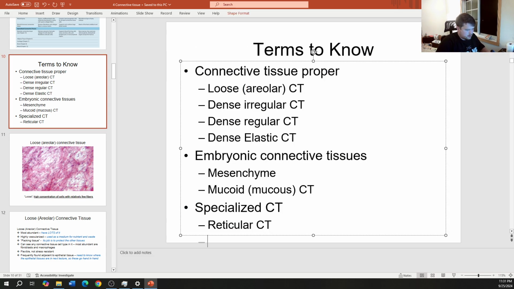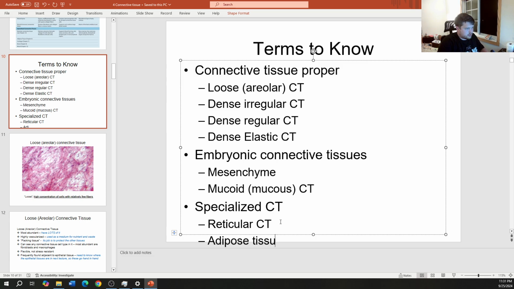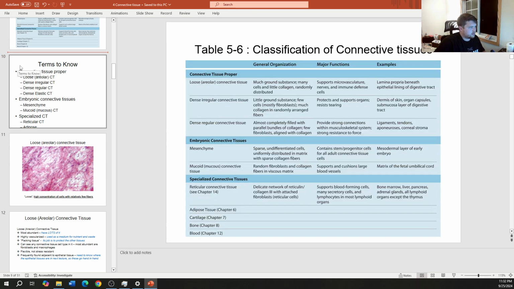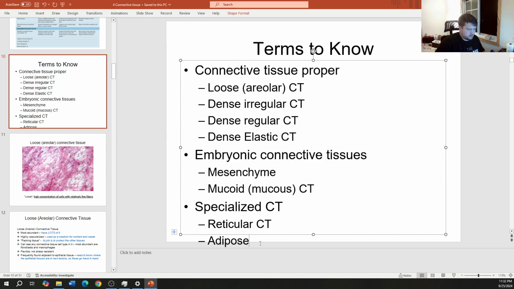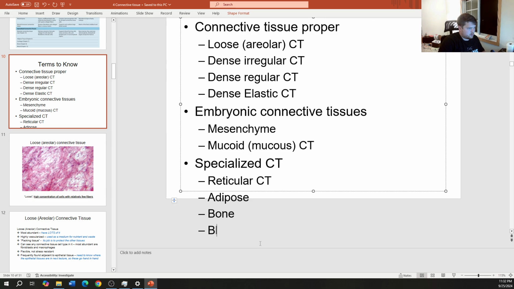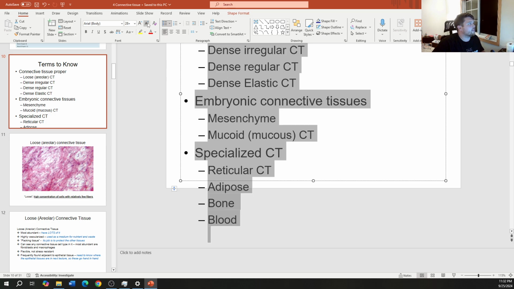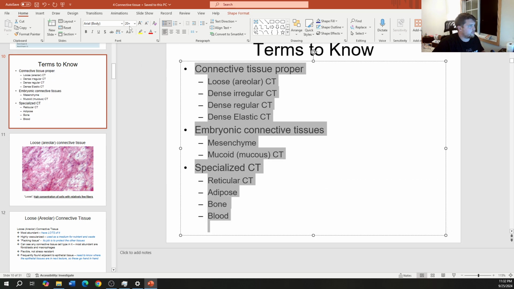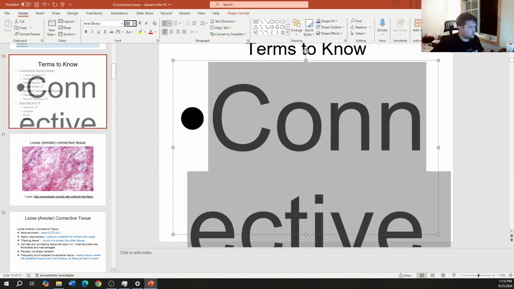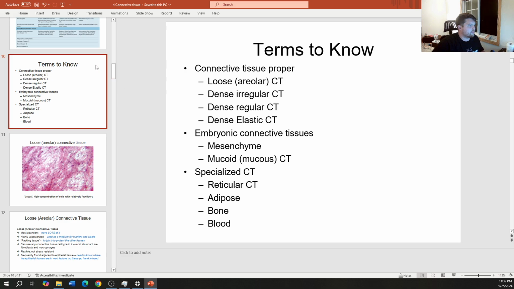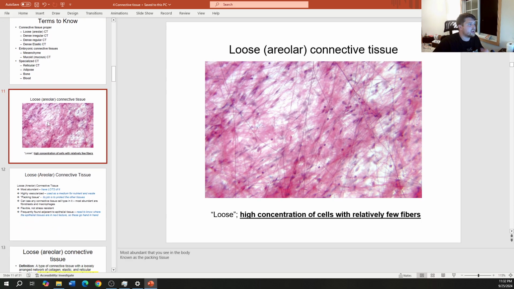Let me add these in here. Adipose tissue, adipose, bone and blood. Oops. There we go.